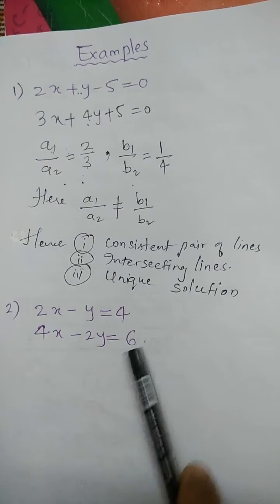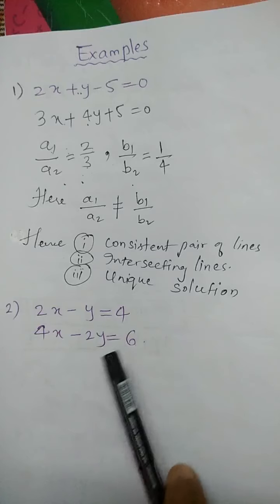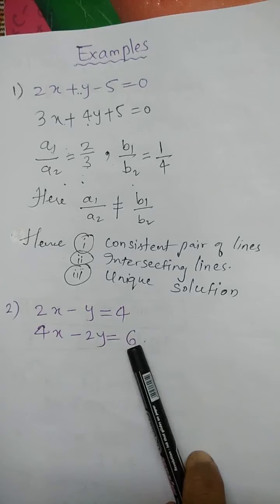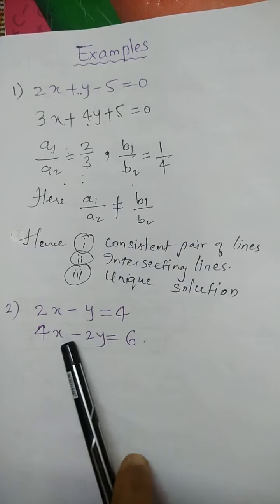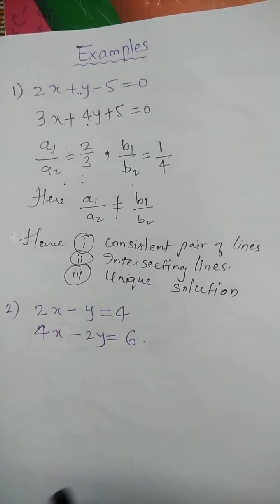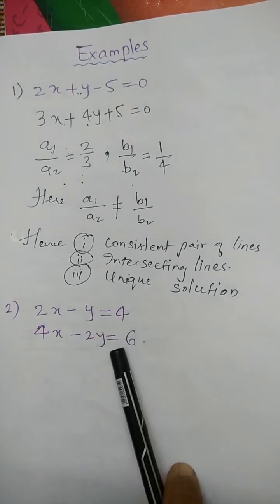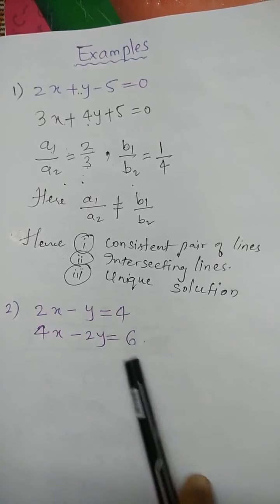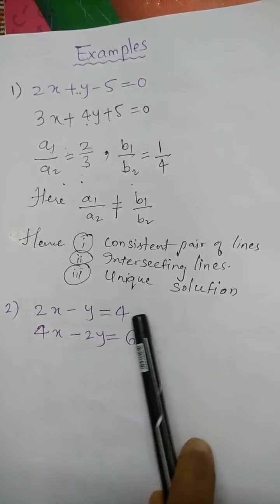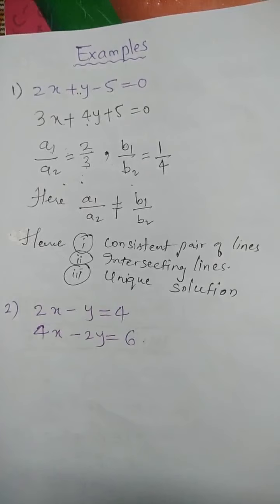Now let us check this one. Can you check it yourself? What to find first? Yes, you find a1 upon a2 first. Then you have to find b1 upon b2, then c1 upon c2. Before that, what to do? You can bring these c1 and c2 to this side.